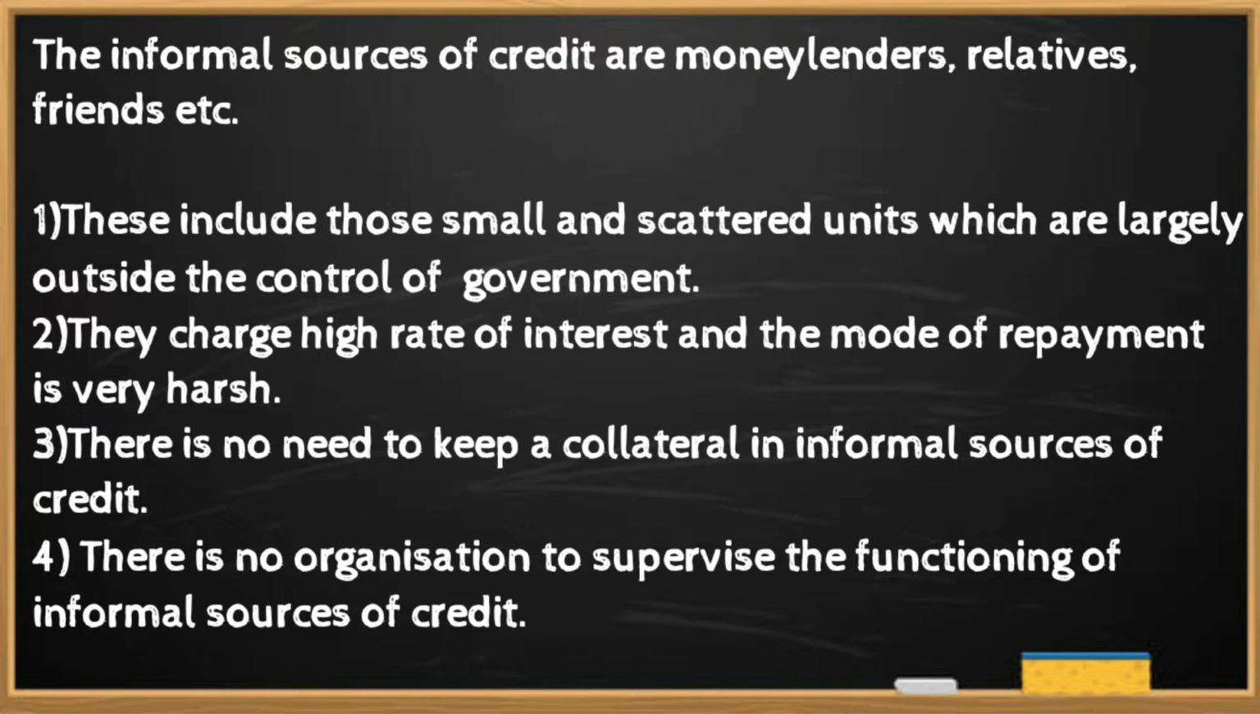The informal sources of credit are moneylenders, relatives, friends, etc. These include those small and scattered units which are largely outside the control of government. They charge a high rate of interest and the mode of repayment is very harsh. There is no need to keep a collateral in informal sources of credit. There is no organization to supervise the functioning of informal sources of credit.